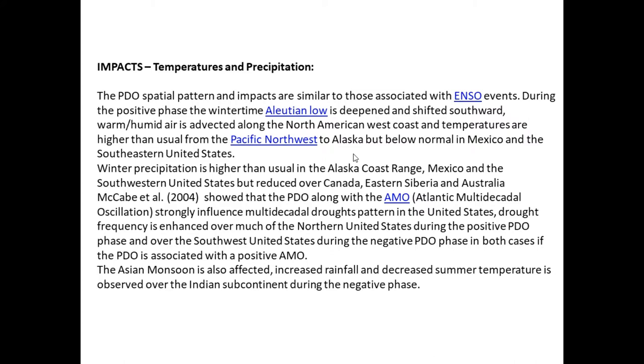McCabe et al. in 2004 showed that PDO, along with the AMO, which is the Atlantic Multidecadal Oscillation, strongly influenced multidecadal drought patterns in the U.S. Drought frequencies were enhanced over much of the northern U.S. during the positive PDO phase and over the southwest U.S. during the negative PDO phase. In both cases, if the PDO is associated with a positive AMO. Once again, everything is tied together. The Asian monsoon is also affected. Increased rainfall and decreased summer temperature are observed over the Indian subcontinent during the negative phase.